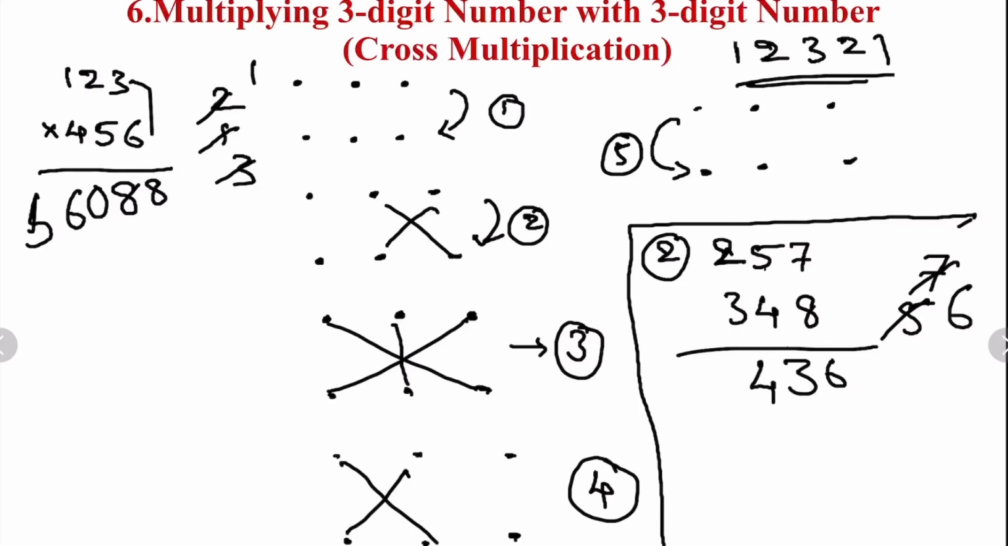4 into 2, 8, 5 into 3, 15, 8 plus 15, 23, 23 plus 6, 29, 9 to carry forward. 3 into 2, 6 plus 2, 8. 89,436.